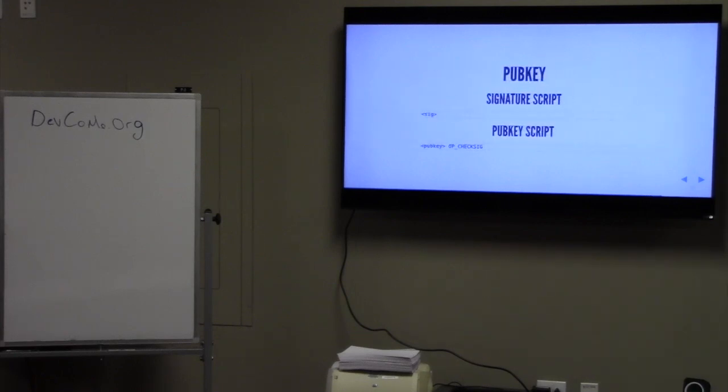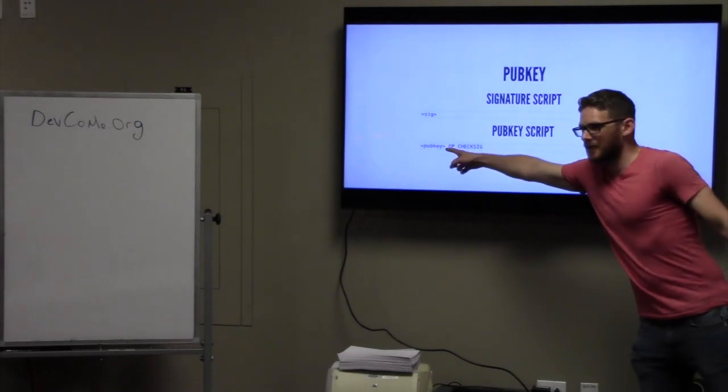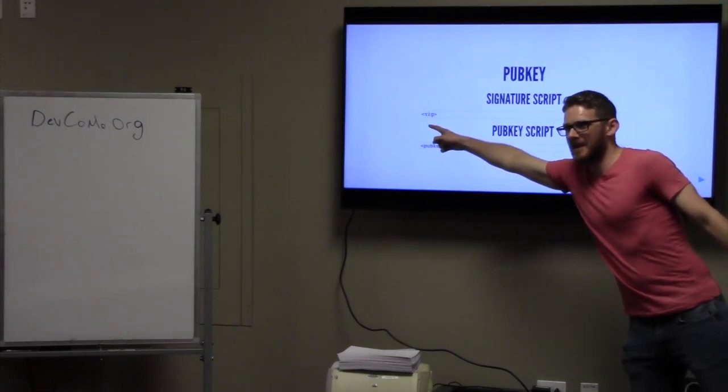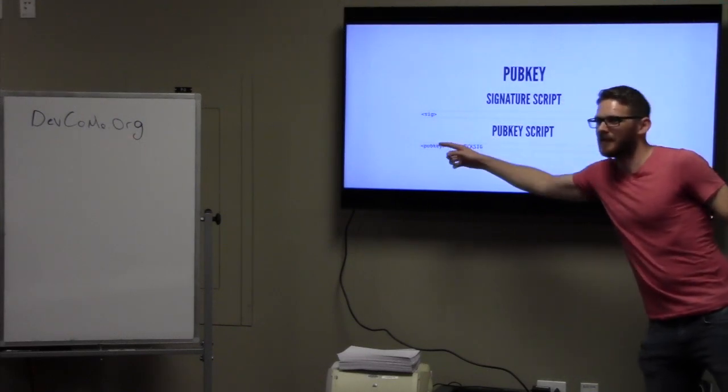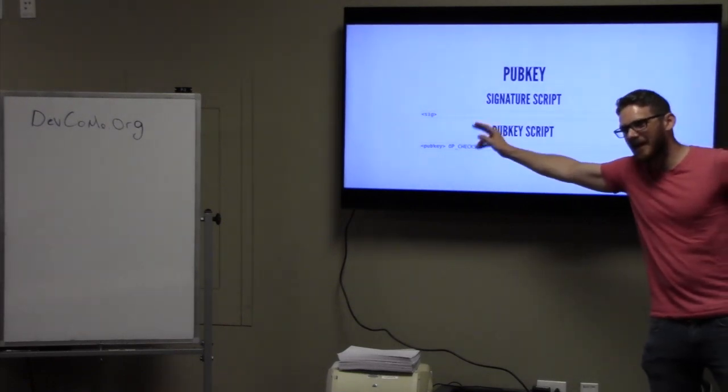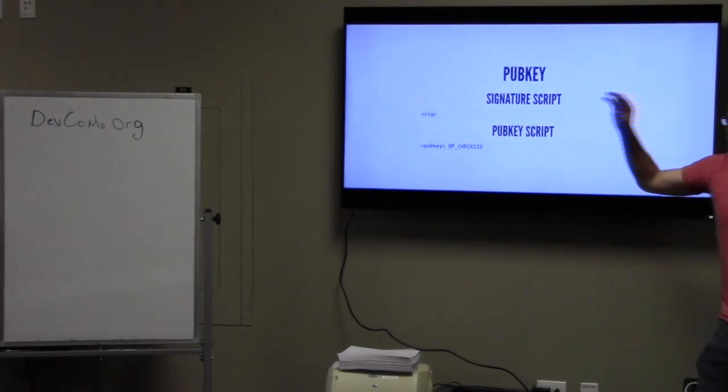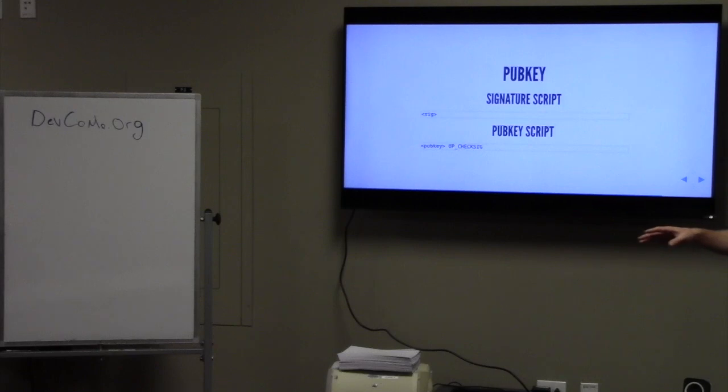Pay to a public key. This is the old simple transaction that is not used anymore, but you will still see it around every once in a while. It basically was just check the signature of this public key, really sign the transaction that was being created. If you notice, this is the very last part of the pay to public key hash.